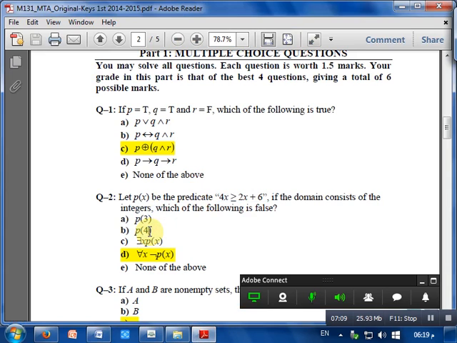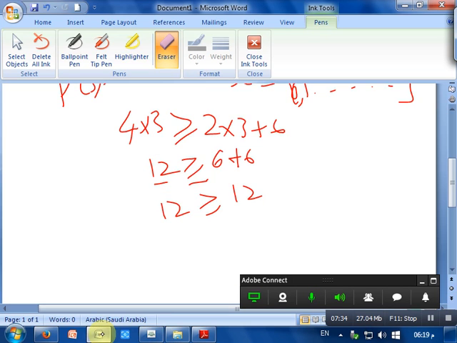Then you check for the next, 4. So 4 into 4, 16, greater than or equal to 2 into 4, which is 8, plus 6, 14. So 16 is greater than 14. It is also true. Now check for there exists x, P of x, such that P of x.